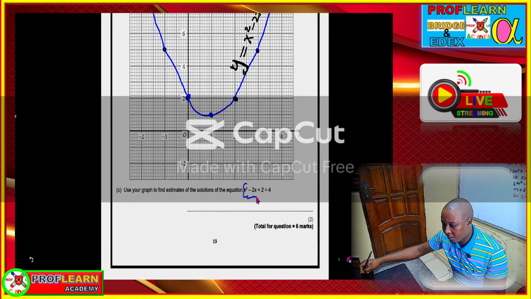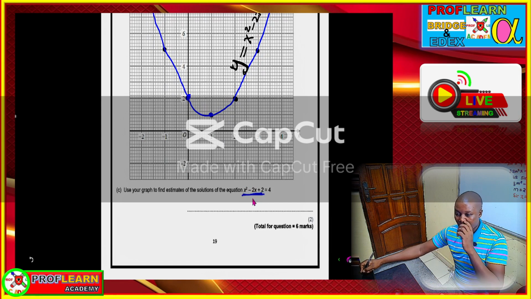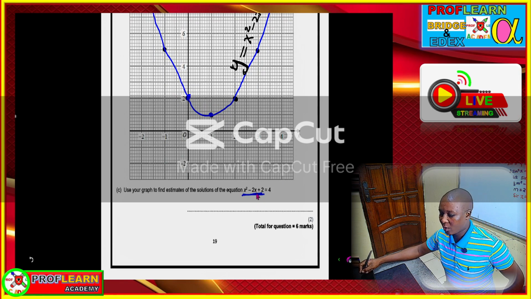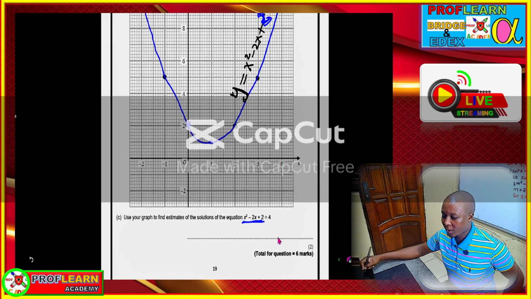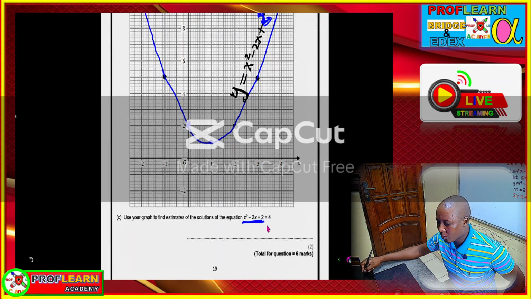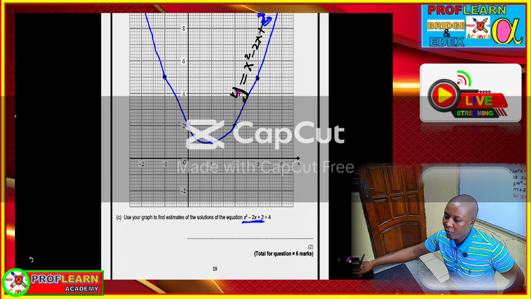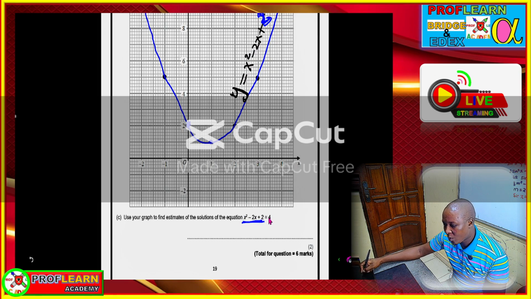That we are having here. How do we go about this? Remember, we are having x squared minus 2x plus 2. This is the part of the graph that we have drawn. So if they are telling you, use this graph to estimate the solution, you can see our graph was y is equals to x squared minus 2x plus 2. But here we are not having y, we are having 4. So which means our y is equals to 4.